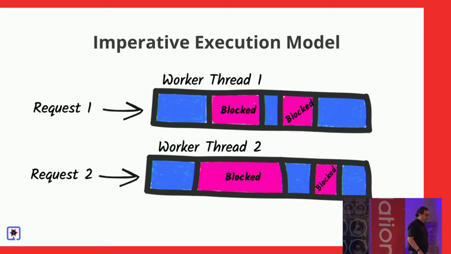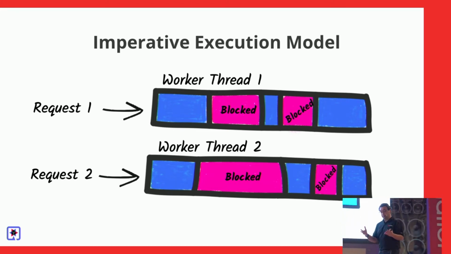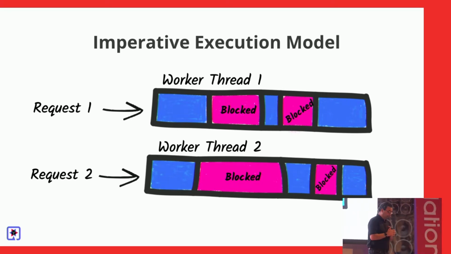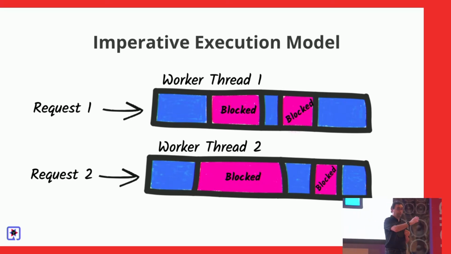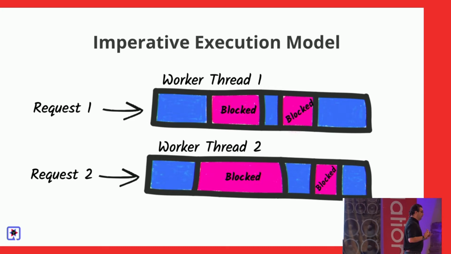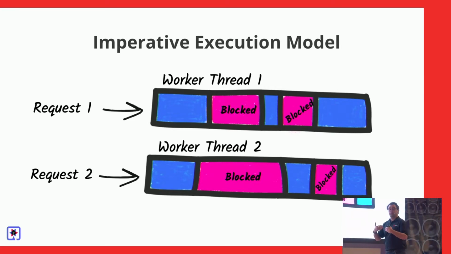So by default in Java, the imperative execution model is the following. You have an HTTP server, for example, you receive an HTTP request, and you are going to assign a thread from a worker pool to handle that request from the beginning to the end. Simple. What's interesting in this model is that the development model is very, very simple because things are executed sequentially.